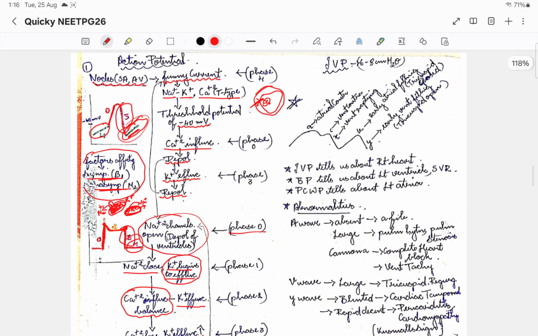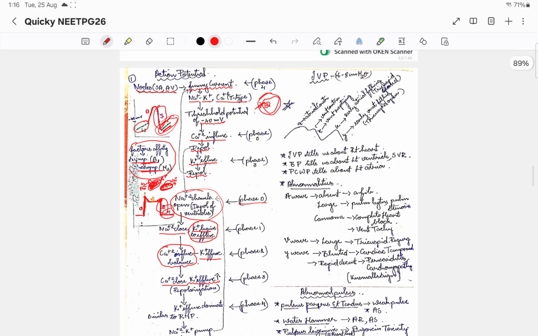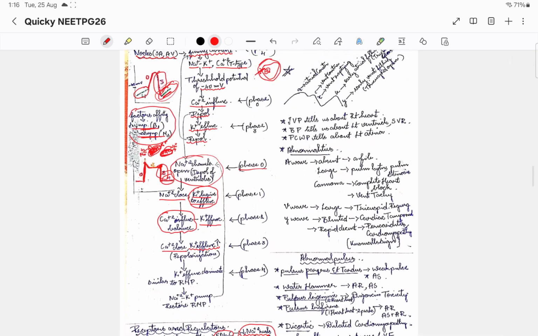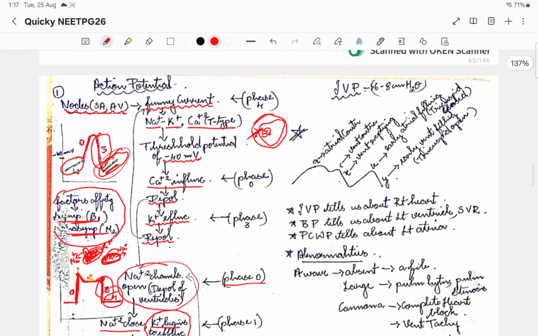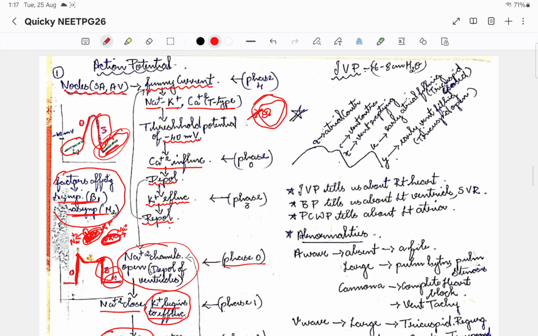Then coming to the two main things, that is JVP and abnormal pulses we'll be seeing here, because before knowing any pathology we are supposed to know JVP, right? JVP and all these things, I'll tell you why we are supposed to know. Okay, clinical significance and all.